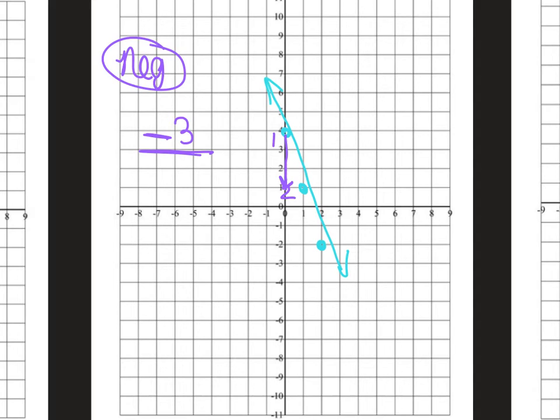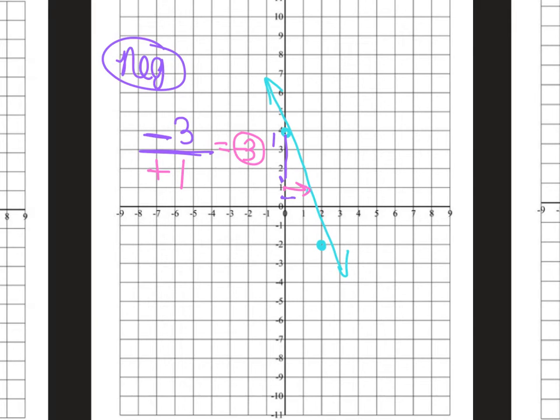Now I have to go sideways. I'm going to go sideways 1 box. I went sideways to the right 1. 1 positive, 1 negative, -3.